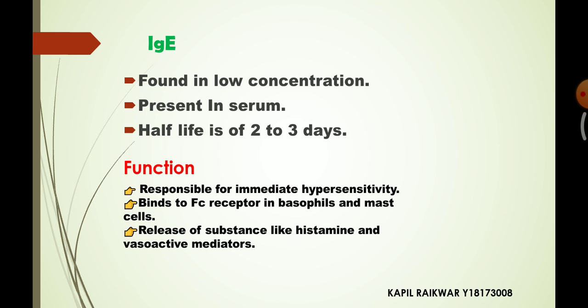Now we come to immunoglobulin E, which has an epsilon chain, is found in low concentration in serum, and has a half-life of 2 to 3 days. The functions of immunoglobulin E are: it is responsible for immediate hypersensitivity. It binds to Fc receptors on basophils and mast cells, releasing substances like histamine as vasoactive mediators.